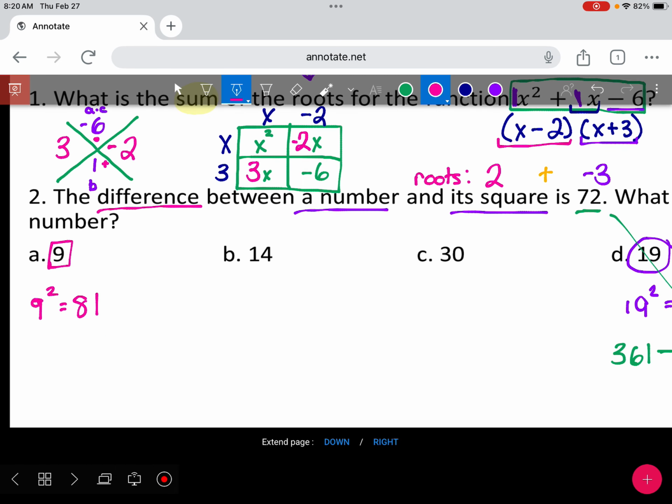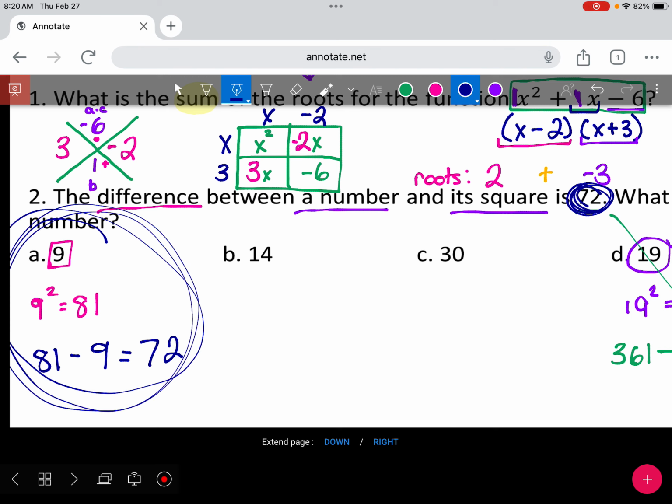81. What is the difference between the number and its square? So 81 difference with 9. What is 81 minus 9? 72. Ding, ding, ding. We have a winner. So our answer on this one would be A.